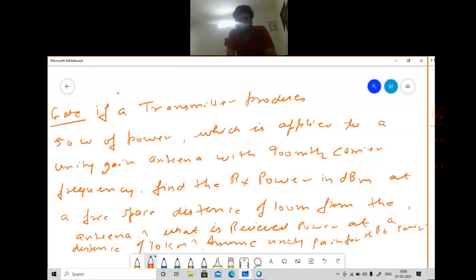They are asking, first question was find the received power in dBm at free space distance of 100 meter from the antenna, and second question is find the received power at a distance of 10 kilometer. And the received power's unity gain is also 1, and assume unity gain for the received power.